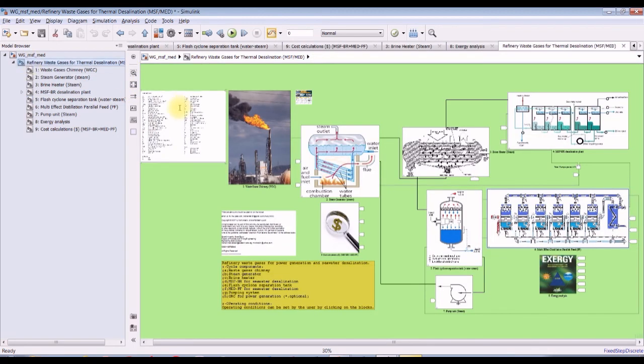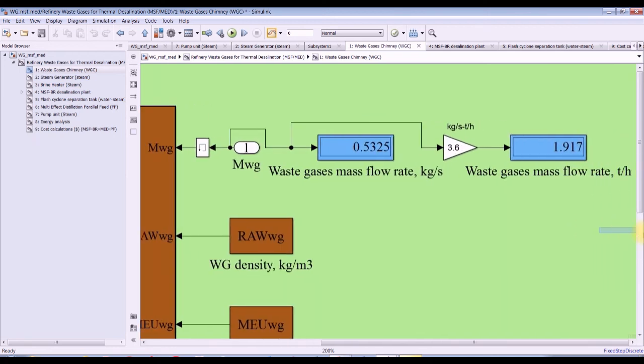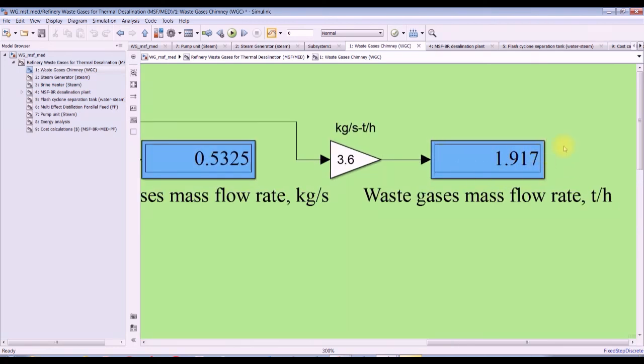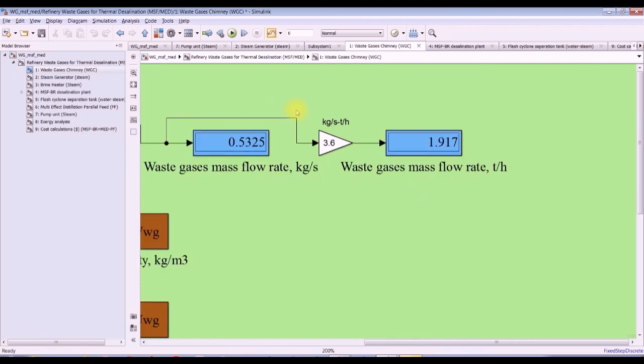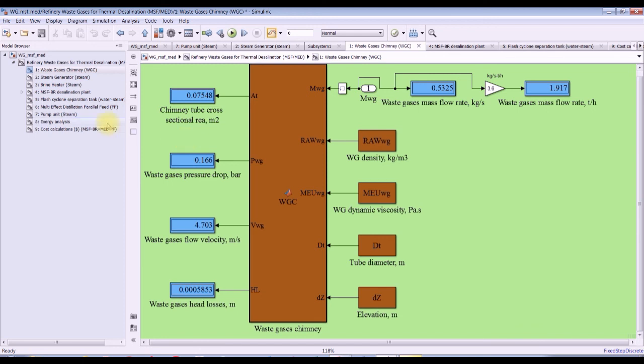Okay, for example, let's see, this is the flow rate of waste gases. This is the mass flow rate of the waste gases. In order to desalinate totally about 5,000 cubic meters per day, we have to consume such an amount of waste gases, and so on. We can discover the pressure, waste gases velocity, total losses, chimney cross-section area, and so on.